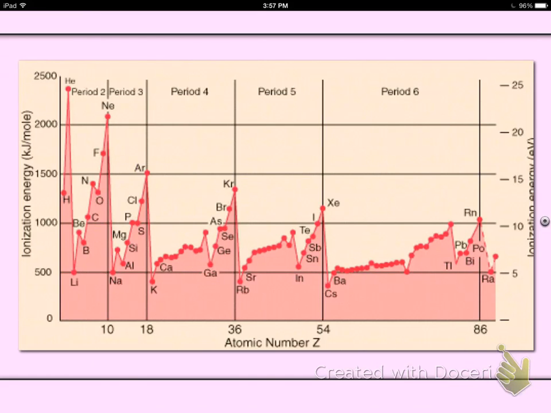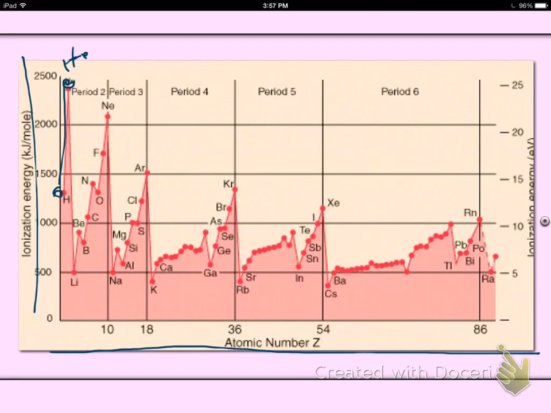So here are the trends. This is listed on the x-axis by atomic number, which is Z, the number of protons, and the ionization energy on the y-axis. So if I just look at the first group, here I have hydrogen, and here I have helium. And of course that makes sense. Helium is a noble gas. It's not going to want to give up that electron. It's going to take a big fight, lots of energy to do that.